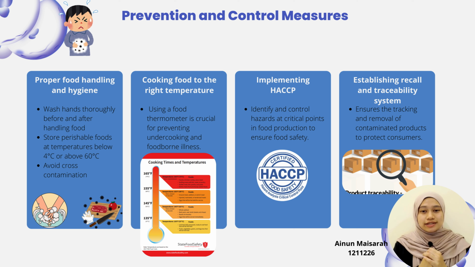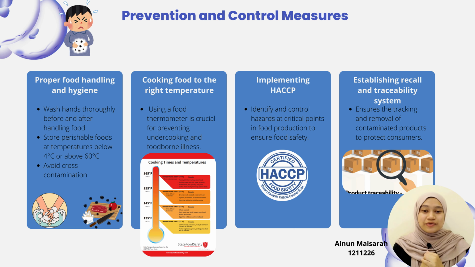Next, cook food thoroughly, especially red meat, poultry, and eggs, to destroy harmful germs. In the food industry, a key method is implementing hazard analysis and critical control points. This helps identify and control hazards at critical points in the production process to ensure that the food we consume is safe. Last but not least, establish a recall and traceability system to track products from raw material to finished products, identify contamination or defects, and efficiently recall affected products to prevent consumer harm.